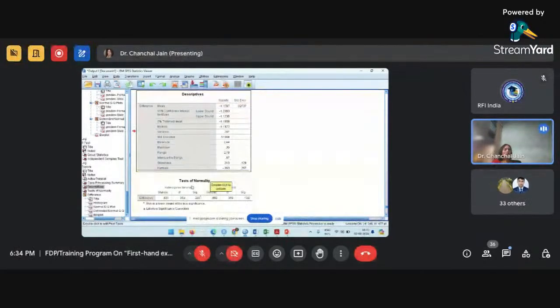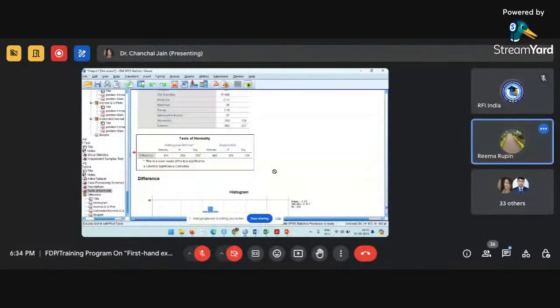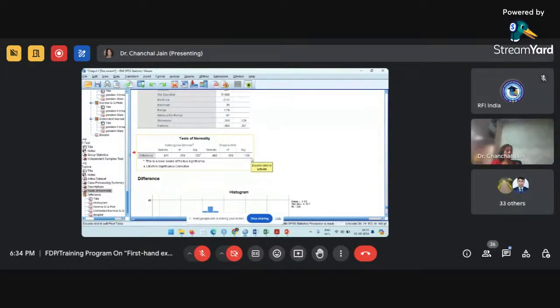Coming down, looking at the normality, you can find here Shapiro-Wilk's significant value is coming as 0.108, which is greater than or less than 0.05? Greater than. It's greater than 0.05. That means we are going to accept the null hypothesis of Shapiro-Wilk, which says that difference is normally distributed, right? The variable, whatever you are taking, is normally distributed. So this is the assumption which we have checked.